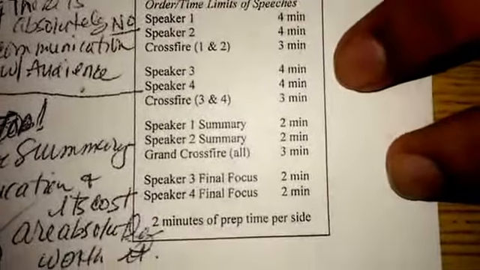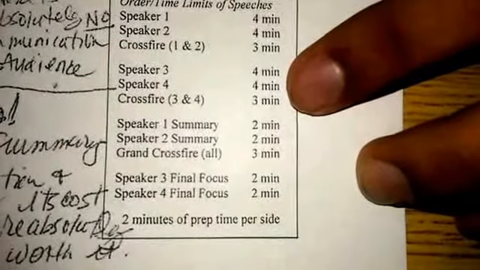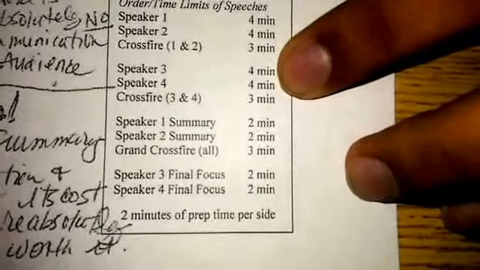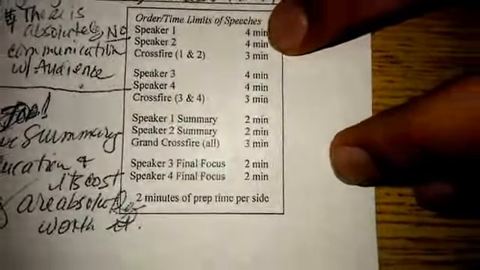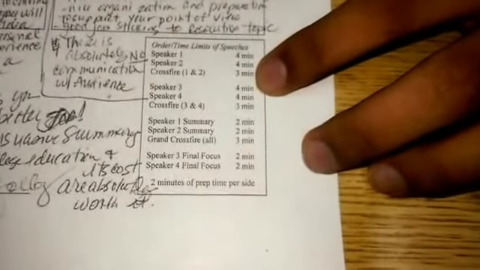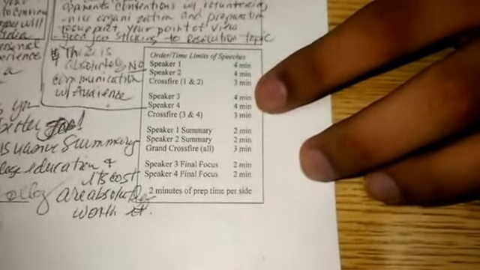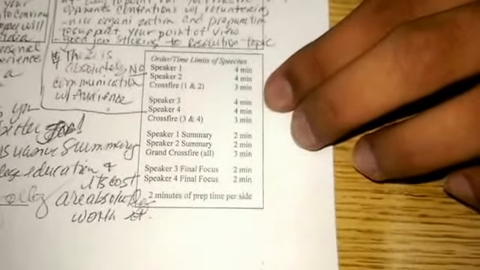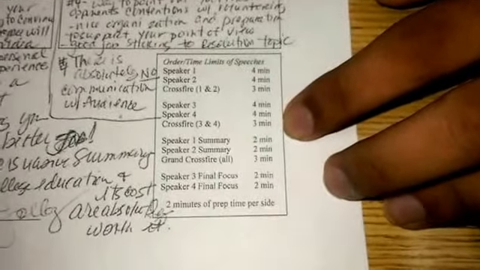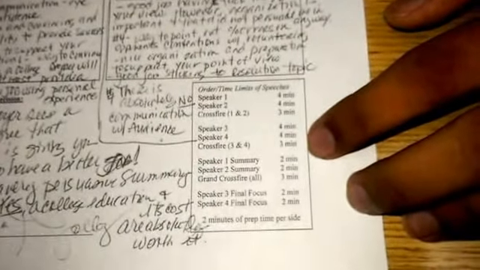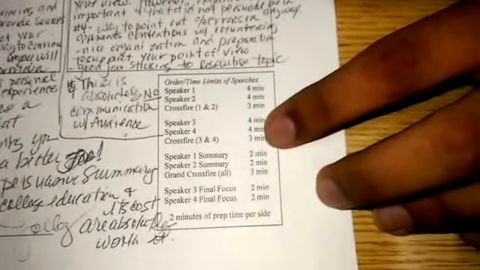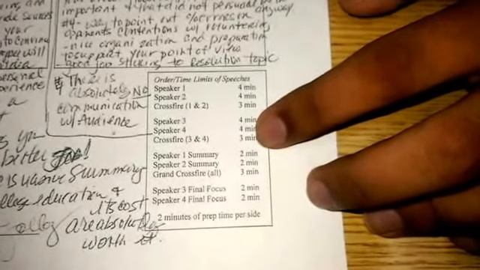Next, we have the speeches from Speaker 3 and Speaker 4. Both of these speeches will be rebuttal or refutation speeches that are refuting the first and second speakers' speeches. The third speaker will speak from the first team, and the fourth speaker will speak from the second team. After these two speeches, you will have the third and fourth speaker crossfire, or the second crossfire. It is the same as the first crossfire, but now the third and fourth speakers will be asking each other questions.